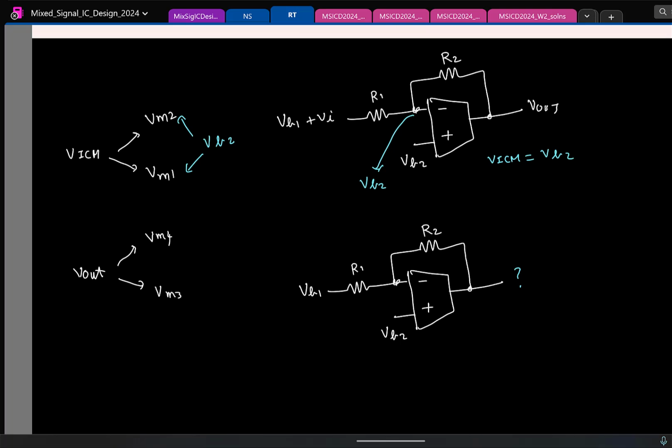Come on folks, it's not that complicated. Assume that it's an ideal op-amp. Come on, this should have been a GATE question to you. How did you solve it then?